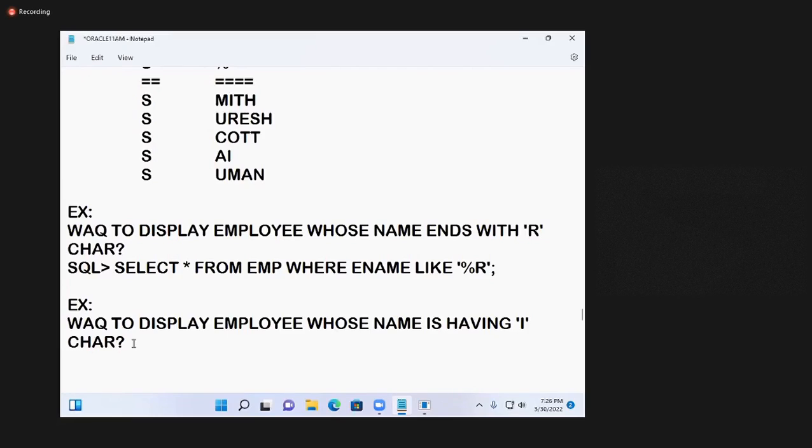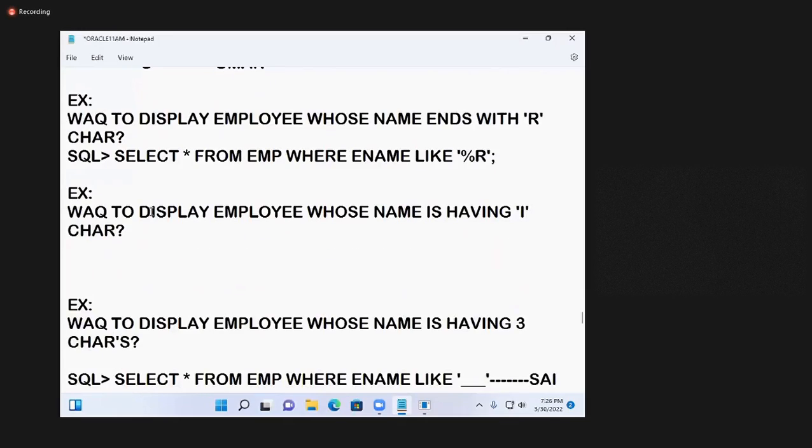Okay, the next one is: I want to display employees whose name is having I character. So which employee names have the I character? Those people I want. But here the position of the I character is not given, neither starting position nor ending position. So we just want to check whether I was there or not.